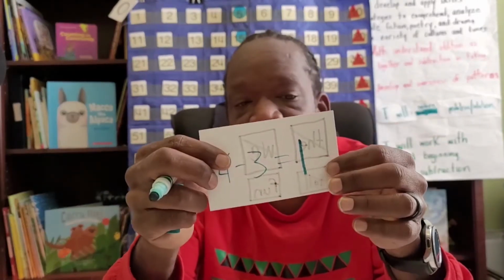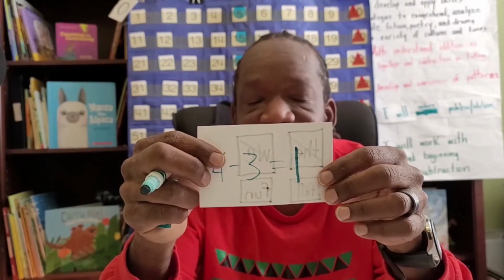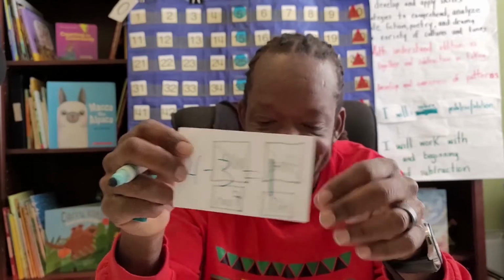The answer in the subtraction problem is called the difference. The answer in the addition problem is called the sum. You'll learn that. If you learn it now, you'll be like, ooh, I'm super smart.